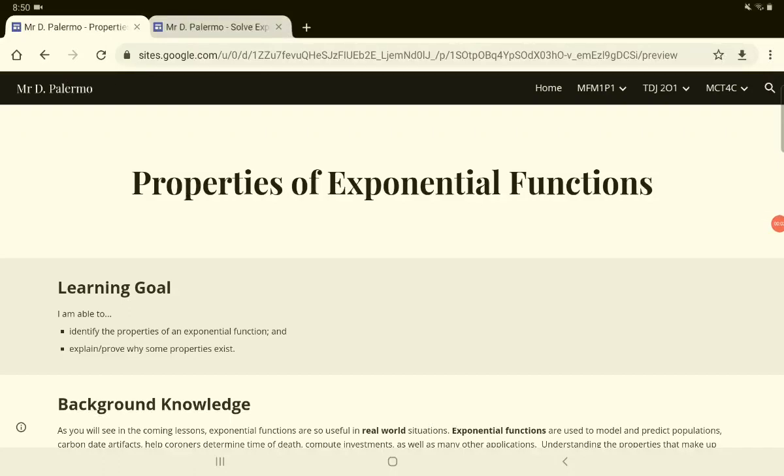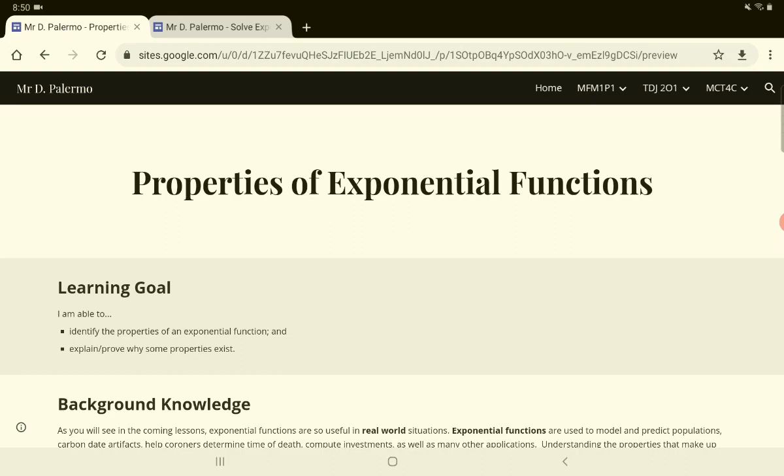All right, so continuing on from our last lesson where we discussed some basic properties of exponential functions. If you recall, our learning goals were to identify properties of an exponential function and then explain why some of them exist. Things like why the y-intercept is where it is, why, in its most basic form, the asymptote is at y equals 0, and whether they are increasing or decreasing. We know that they're increasing when b is greater than 1, decreasing when b is in between 0 and 1.